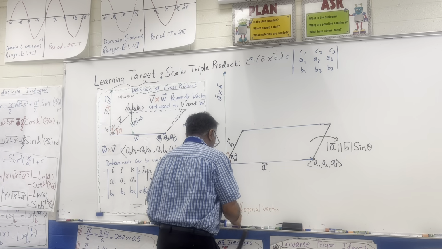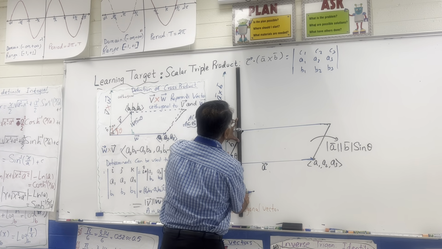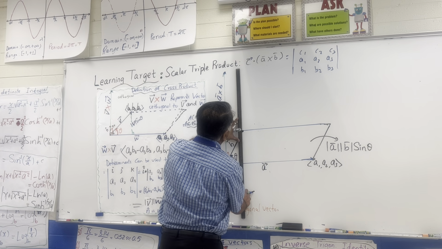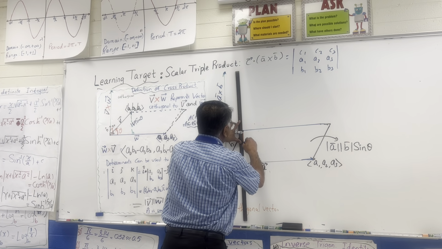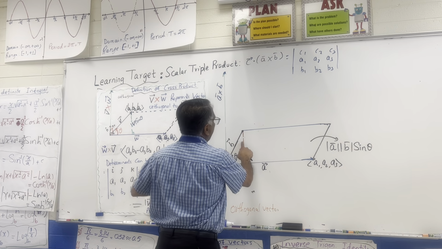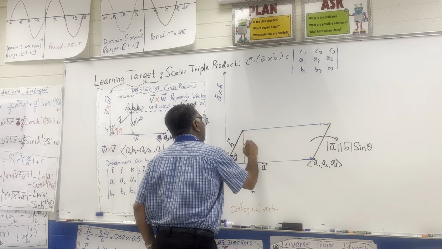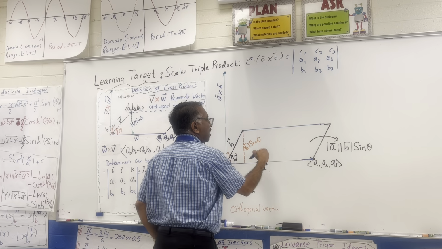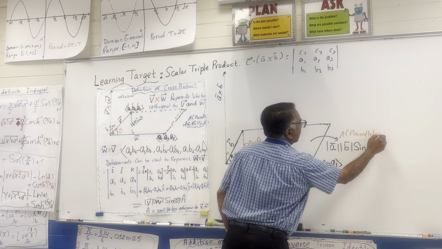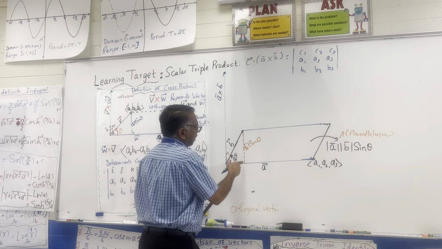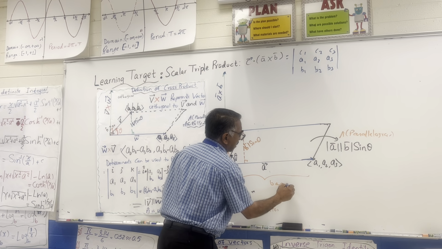Now, the reason is you can draw a perpendicular here. See this part. That's B bar. This is B bar sine theta. So the area of a parallelogram is this part, because this is the base. This is the base of the parallelogram.